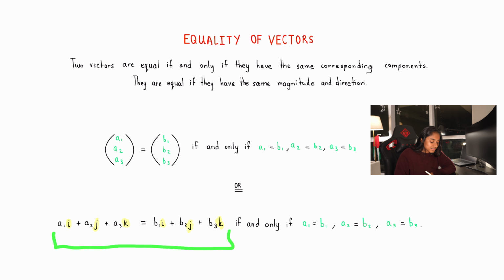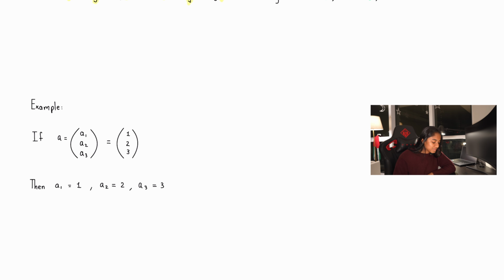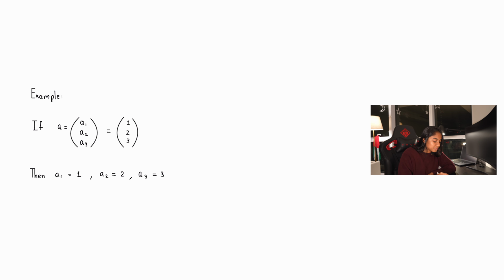And similarly, with this form, a1 has to be equal to b1, a2 has to be equal to b2, and a3 has to be equal to b3. And what can we take from this? We can look at this example. So we can say that if a question says that a1, a2, a3, this vector is equal to this, we know that a1 would be equal to 1, this would be the value, a2 would be 2, and a3 is 3. It's a simple thing, but sometimes, we just need to go through these simple things.